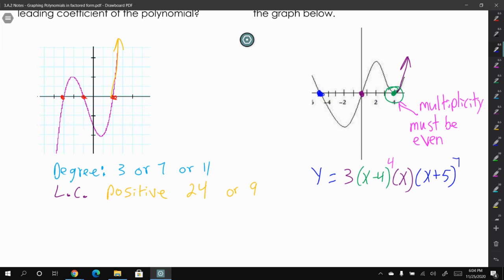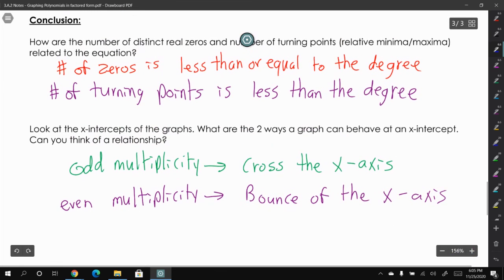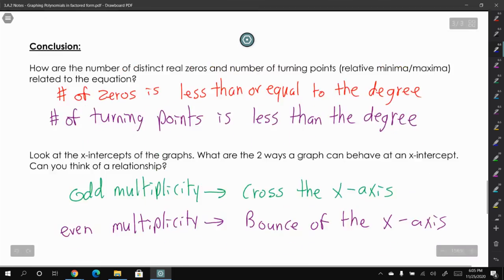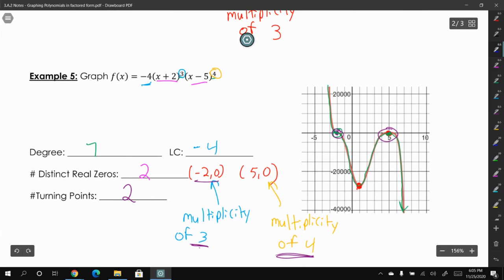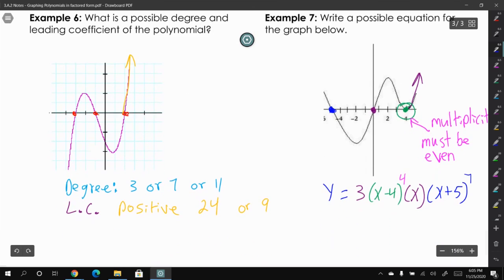So I hope that this made sense. I know that this can be a confusing topic, especially when you're talking about bouncing and crossing the x-axis. So if you need to go back and look at some of the previous things that we talked about, this thing is huge, this conclusion. Go back and look and see, okay, why did we say some of the things that we said? Because this is something that is going to come back for a while.